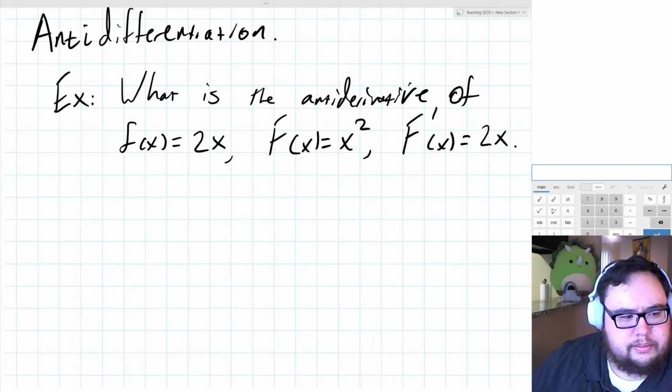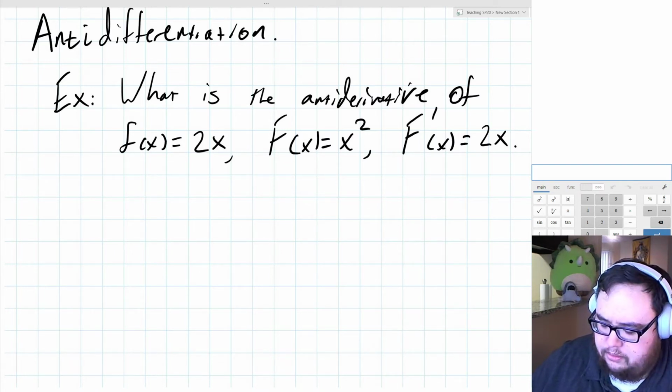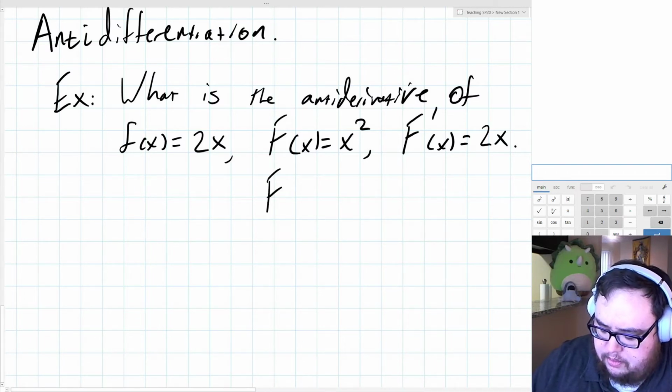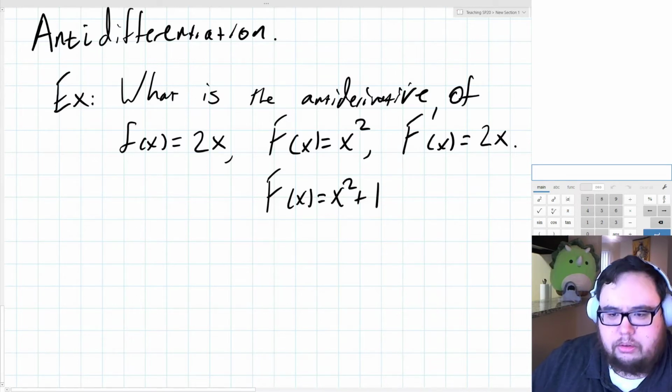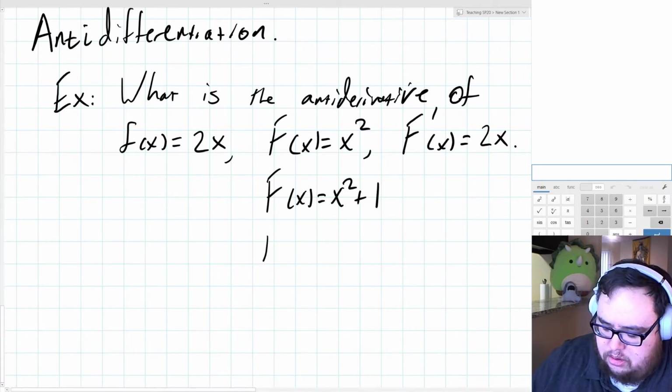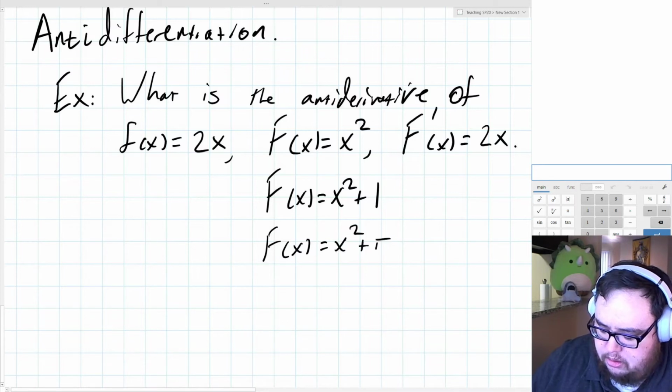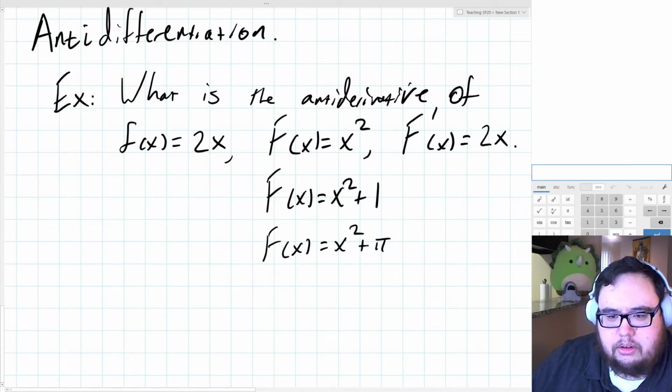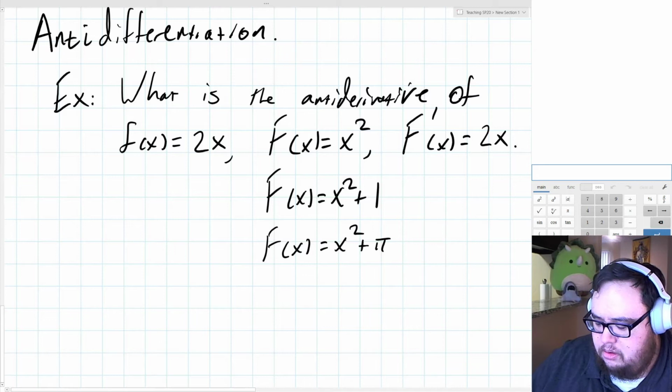Just different ways of writing x squared, I imagine. You can do x squared plus 0. What if you change the coefficient? x squared plus 1? Does that work? Sure, that would work. What about x squared plus pi? As long as it's a constant.